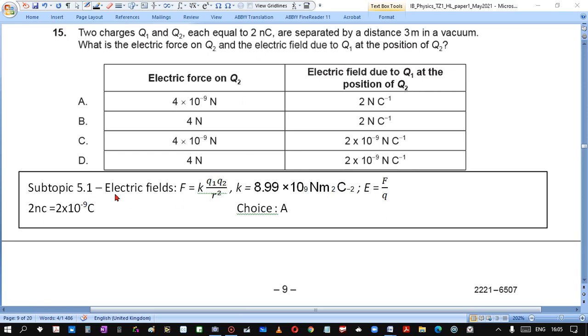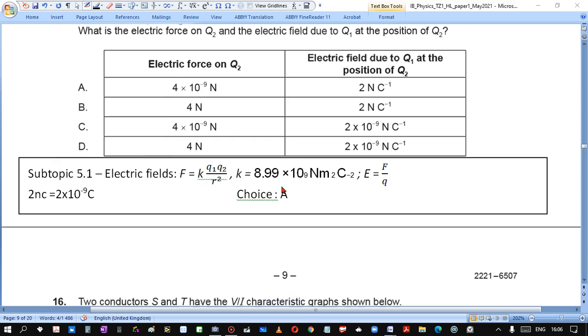So we just use electric field and electric force. We substitute from the subtopic formulas for the two formulas. We calculate and we get choice A, so 4 times 10 to the minus 9. So K we take from table. At the beginning of the booklet we have data for different constants, so look there.